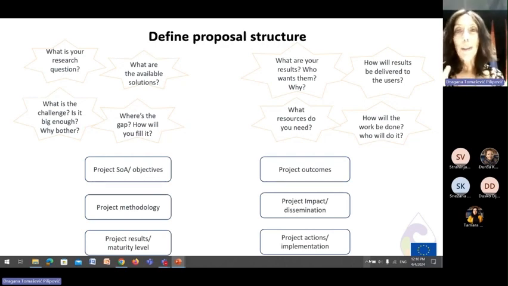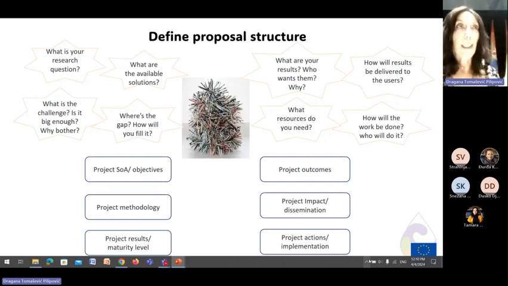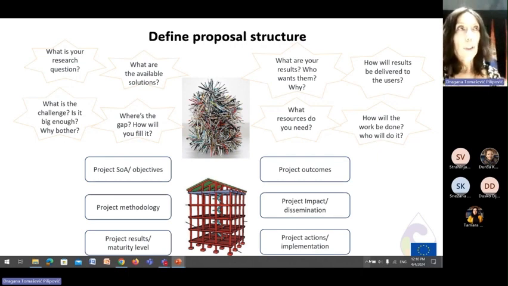So basically it's a little bit like transforming a structure like this, which is very creative, very nice, a lot of colors, into something like this. So linear, straightforward, easy for the evaluators to read and to understand.